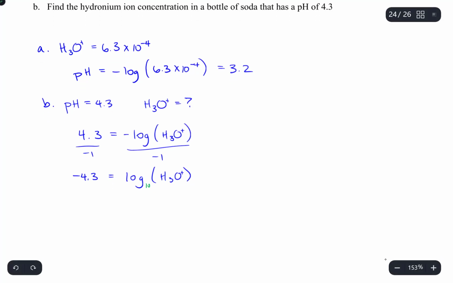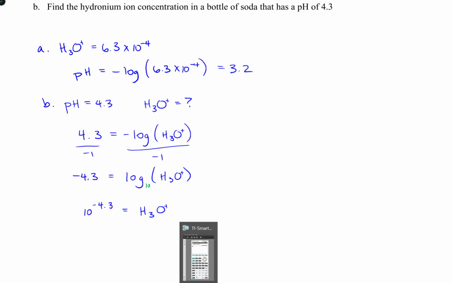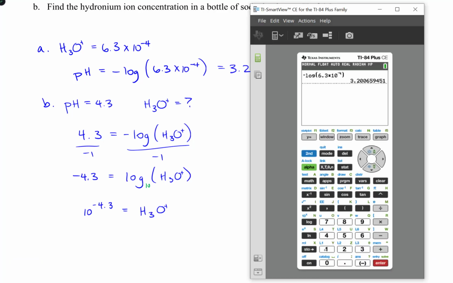So in exponential form, our base is 10. The exponent is the result of the logarithm. And then that's equal to the argument, which is the value that we're looking for. So at this point, all we need to do is just take 10 raised to the negative 4.3 power, and that will give us our answer.